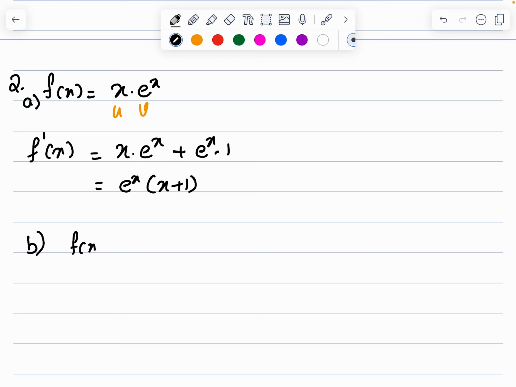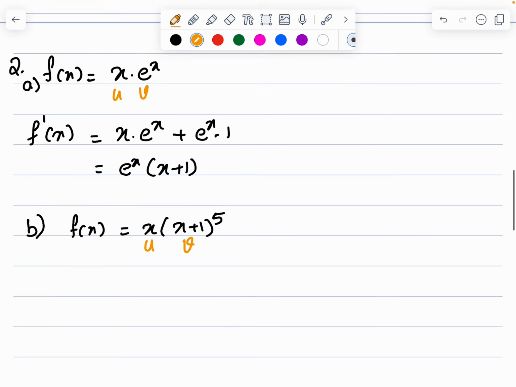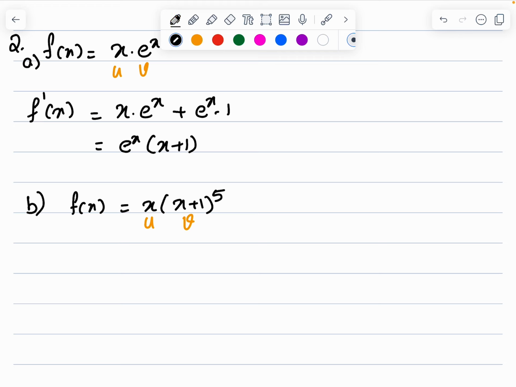Part B, f of x equals x times (x plus 1) whole to the power of 5. See the way how it has been simplified also. u and v. So what is that? u is x and v is (x plus 1) whole to the power of 5. So what does that become now?